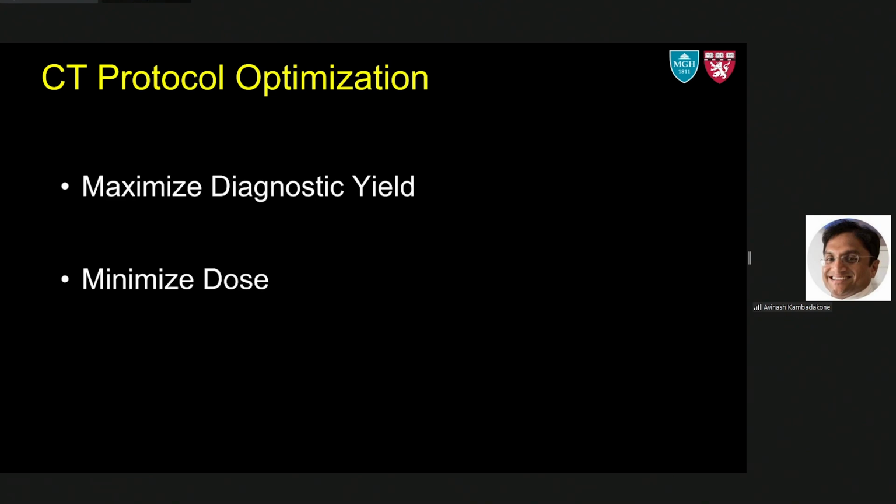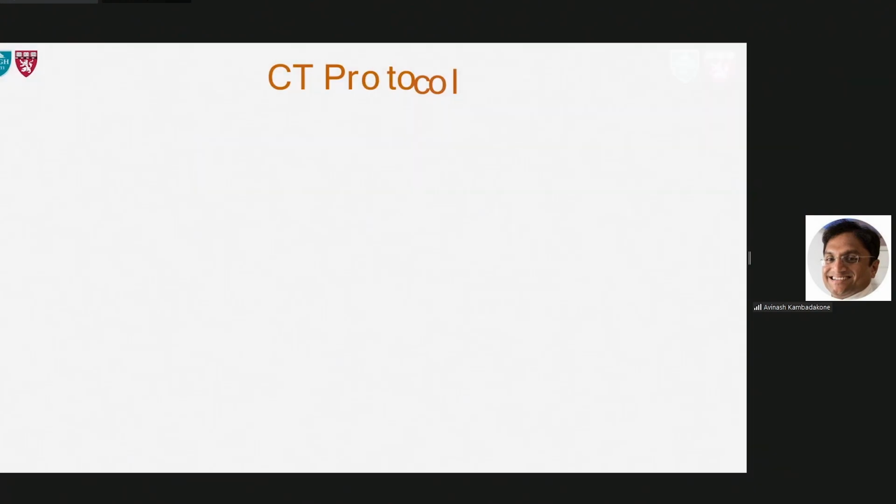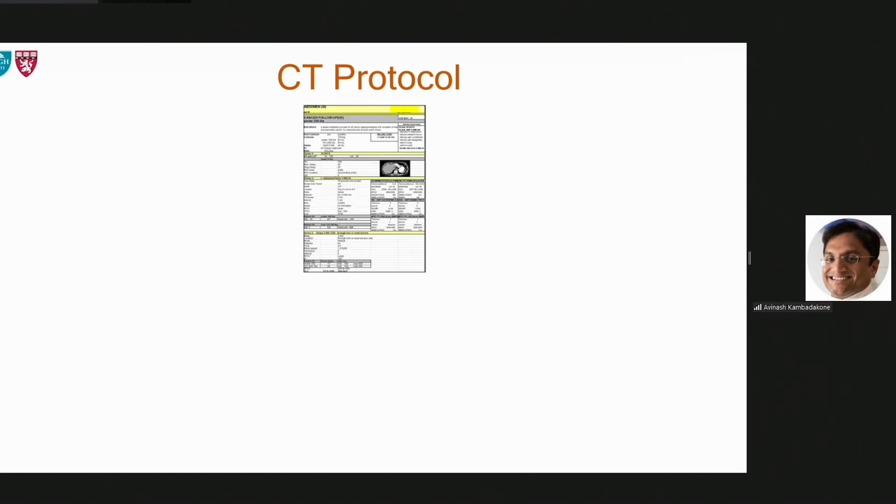When you think of optimizing a CT protocol for any indication, the cardinal principle is that any CT imaging technique has to maximize diagnostic yield while minimizing the dose, so that it provides information regarding not only the pertinent clinical question, but also any incidental findings without providing high dose exposure to the patient. Now, a CT protocol is basically a set of parameters that specify a specific exam and provides details on the various components of a CT exam.